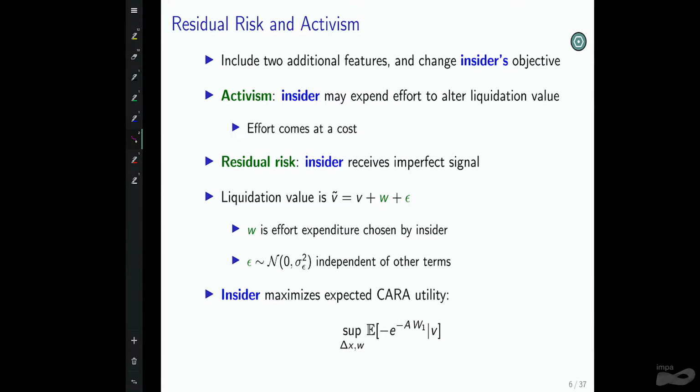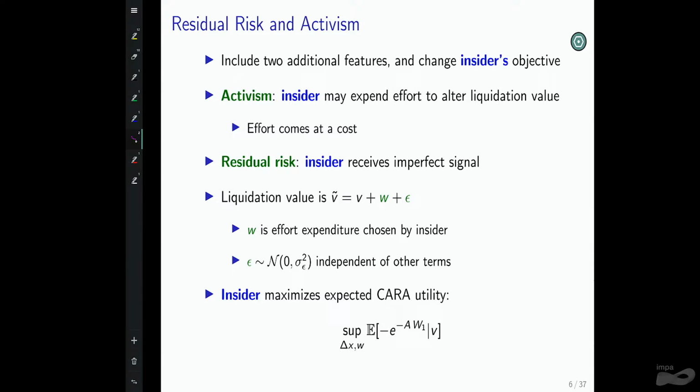So the two new features that we're going to be studying this are residual risk and activism. By activism, what we mean is that the insider is able to expend some kind of effort, which comes at a cost, so that they can actually explicitly change the liquidation value of the asset in the future. Residual risk, what we mean by this is that the insider receives an imperfect signal. So they don't have an exact value of what the future liquidation value is. There's some kind of additional error term.